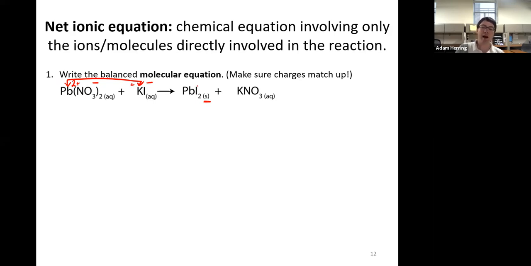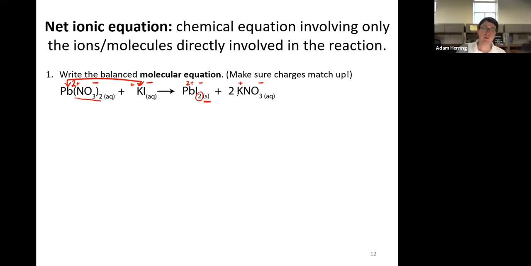Therefore, when iodide reacts with lead, it balances out with 2 iodides for every 1 lead. And therefore we have a coefficient of 2, or a subscript 2. For potassium and nitrate, they're both a magnitude of 1, +1 and -1, so those are balanced out. Then make sure that your chemical reaction is balanced by accounting for the coefficients. Because we have 2 nitrates here on the left, we must have 2 nitrates on the right.